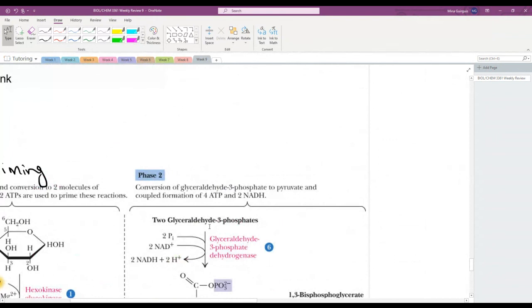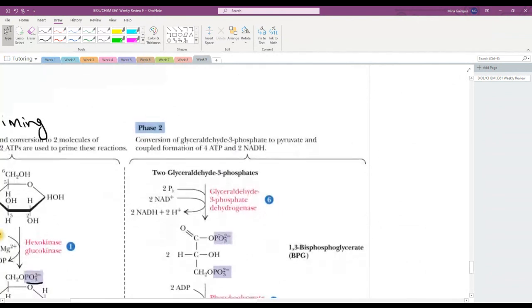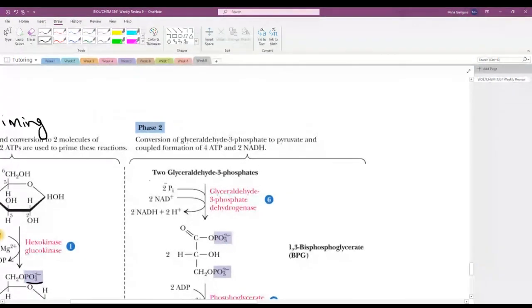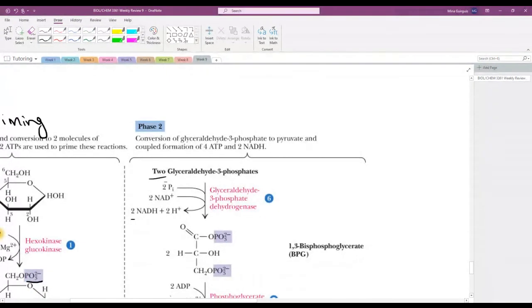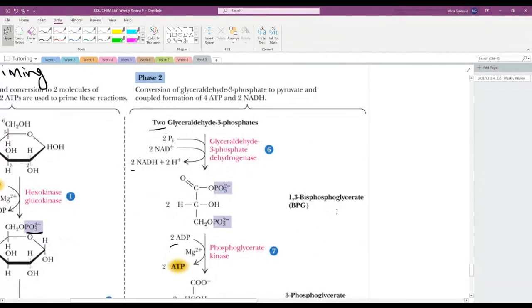So from now on, the suffix that we're going to see is 2 all the time. We're going to have 2 G3P, we're going to have 2 NADH, we're going to have 2 ADP, we're going to have 2, 2, 2, 2, 2. Okay? So just double everything that happens in phase 2. And this phase is the phase where we get some energy out of it, and we get pyruvate, which gives us the potential to get even more energy.